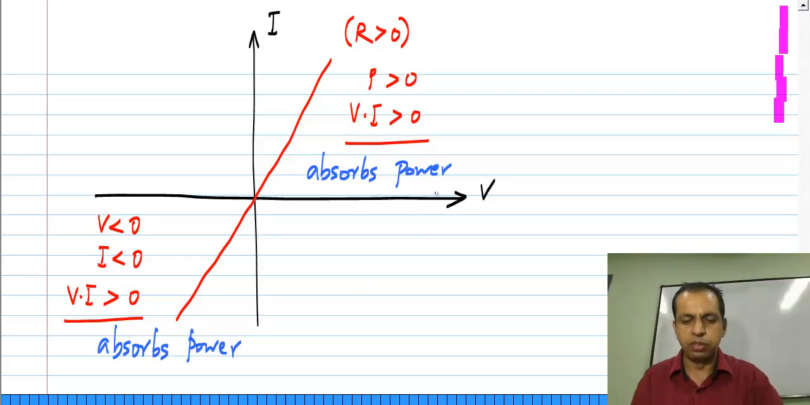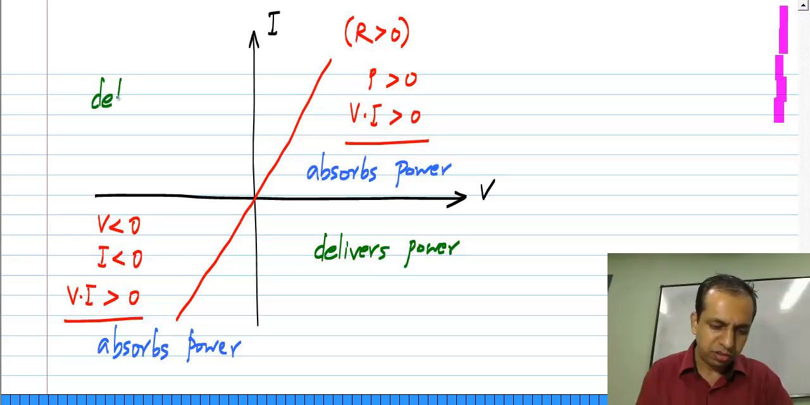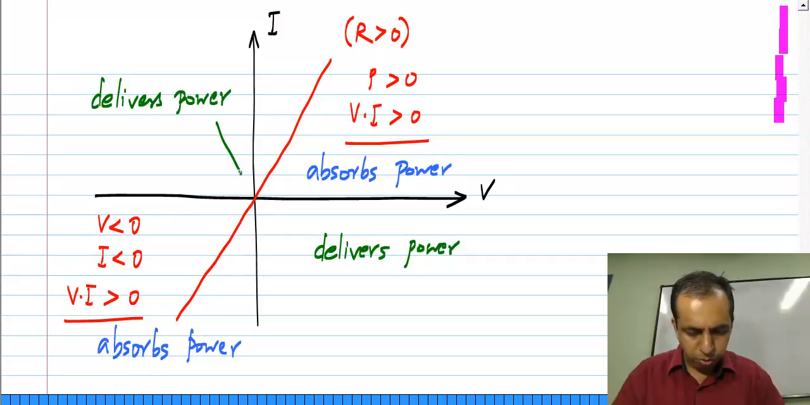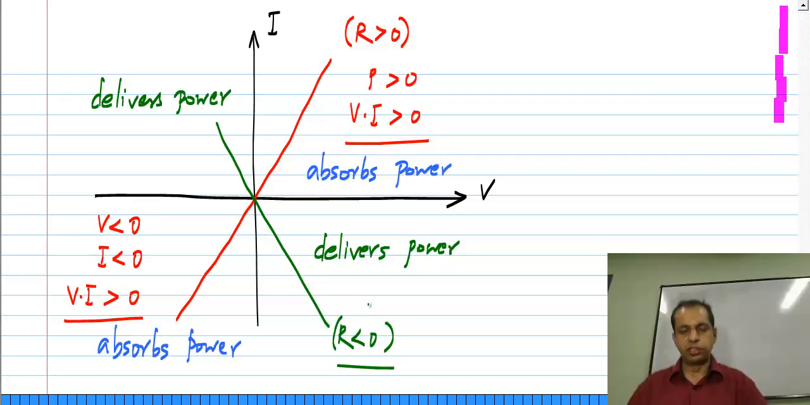Here when I say absorbs power, we are talking about the element whose VI characteristics we are plotting. Now, conversely, if it happened to be in the second or fourth quadrants, it delivers power. Okay. So, if you happen to have a negative resistor, it will deliver power because the slope would be negative. Okay. But of course, such a resistor cannot be physically realized. You can realize them using active circuits, and that part is outside the scope of this course. Okay.